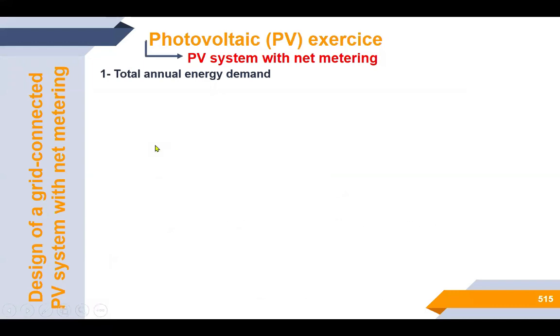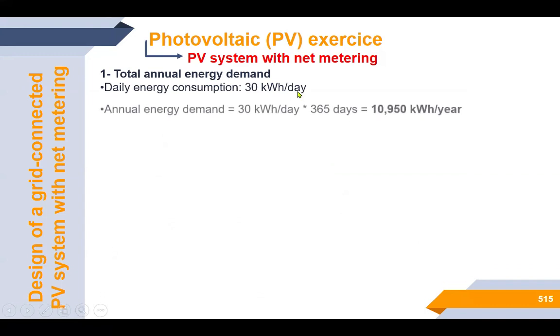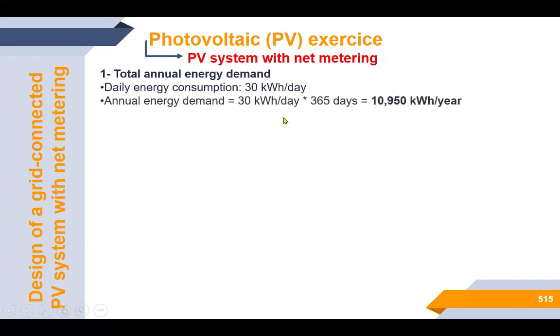The first answer is about the annual energy consumption. We have the daily energy consumption of about 30 kilowatt hour per day. So the annual energy demand is 30 kilowatt hour per day times the number of days, 365, which equals about 10 megawatt hour per year, or 10,950 kilowatt hour per year.